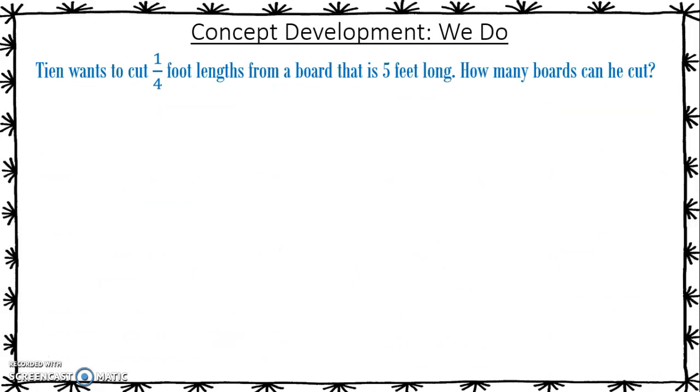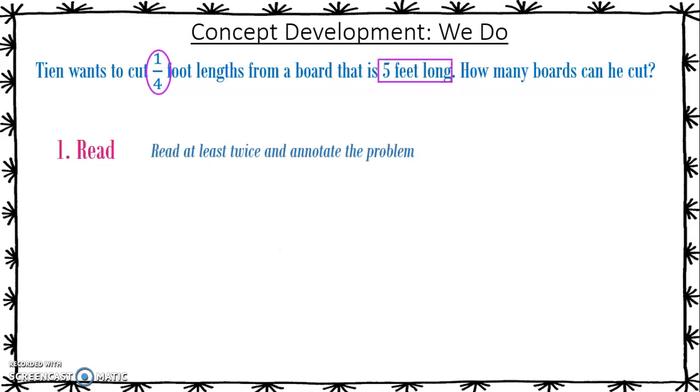Tian wants to cut 1/4 foot lengths from a board that is 5 feet long. How many boards can he cut? So, when we're working with word problems, we know that it's important to always first read the problem twice and annotate the problem as we read. So we've read it once. Let's read it again and annotate it as we go. So Tian wants to cut 1/4 foot lengths. I know that 1/4 is probably going to be important. From a board that is 5 feet long. It's probably going to be important for me to know that my board was 5 feet long. And then my question is, how many boards can he cut?